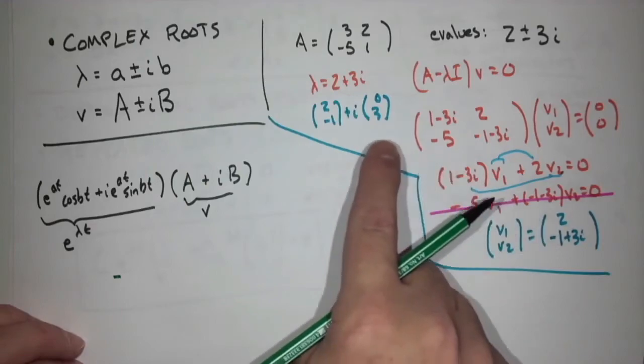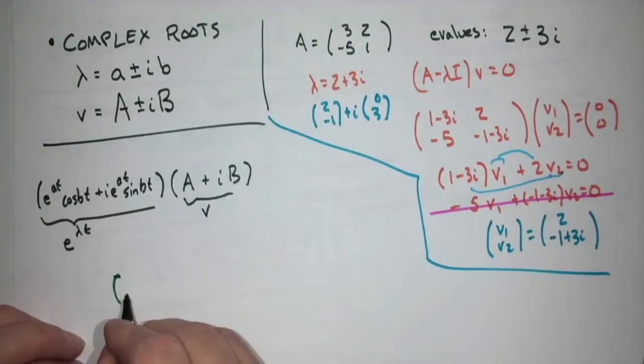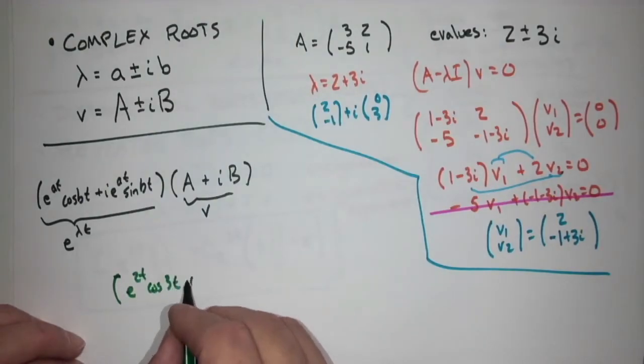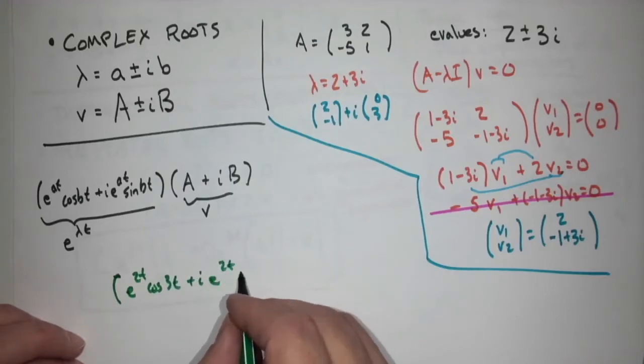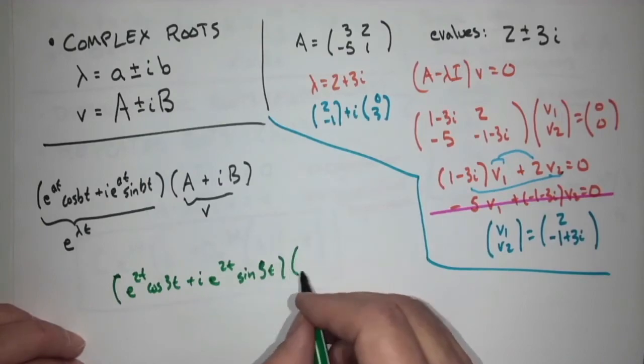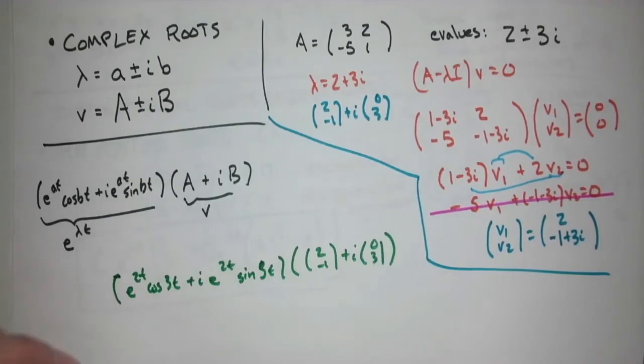So for our specific case, if we apply it here, you'd have e to the 2t cosine 3t plus i e to the 2t sine of 3t times (2, minus 1) plus i (0, 3). What do you do? How do you finish it up? Because how do we make 2 solutions out of this? What do you mean by break them apart?